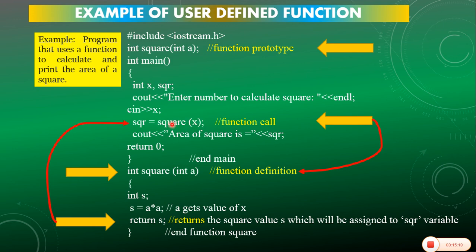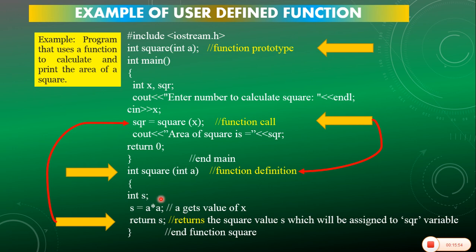The square function is being called, and this square function will transfer the control towards the function definition. Here this square function definition is present inside this body. Here a, the parameter, is used. a will get the value of x which has been inserted by the user. So a will get the value of x.